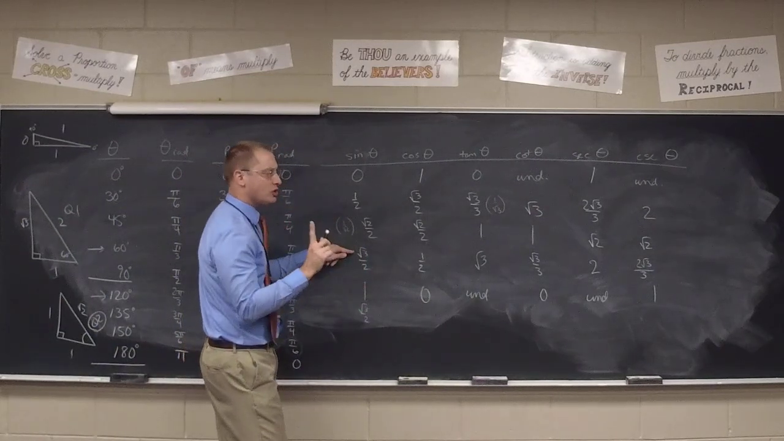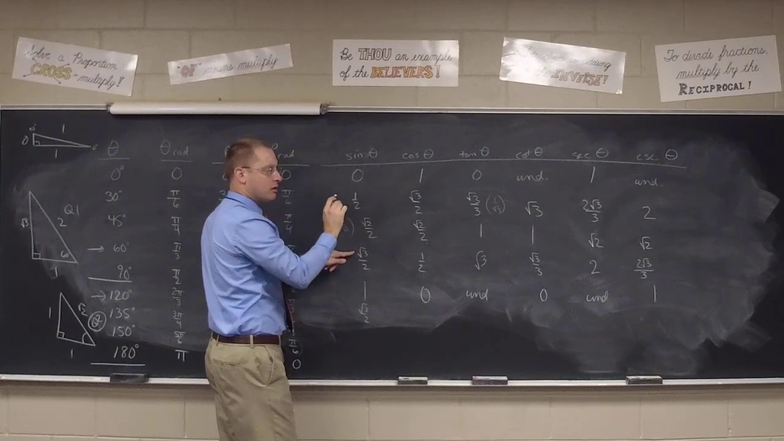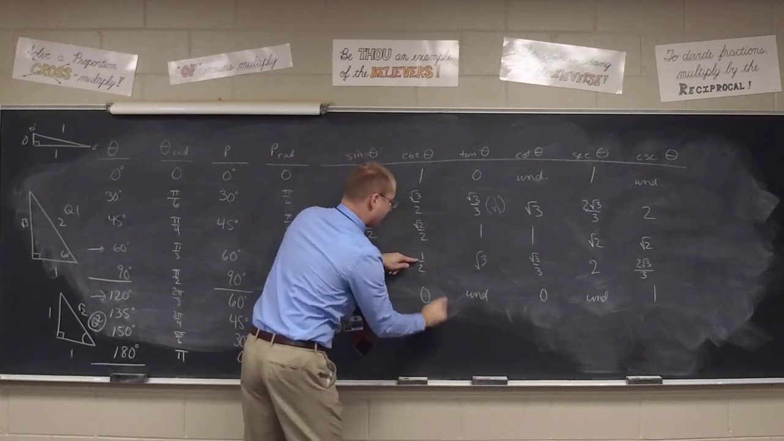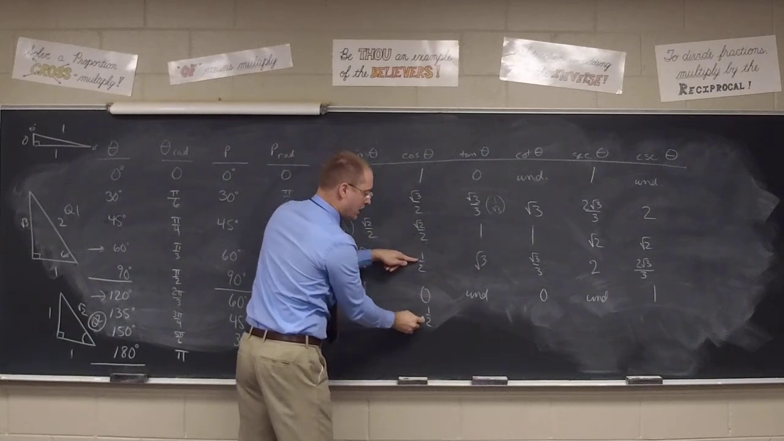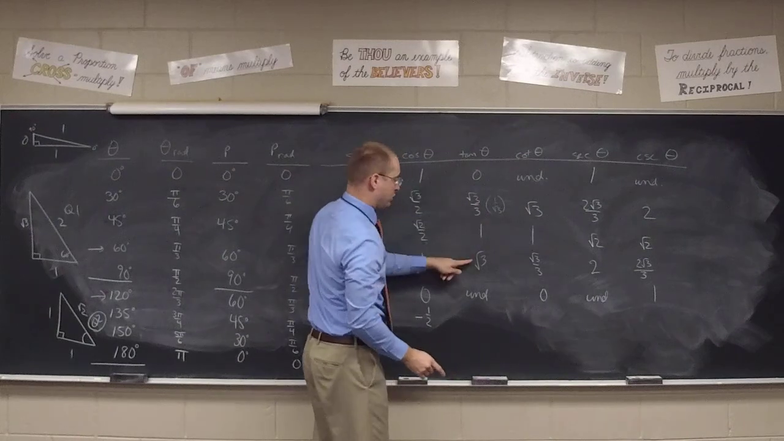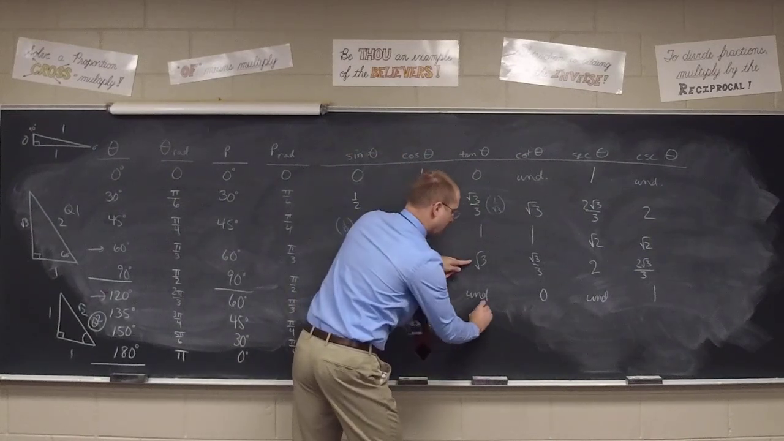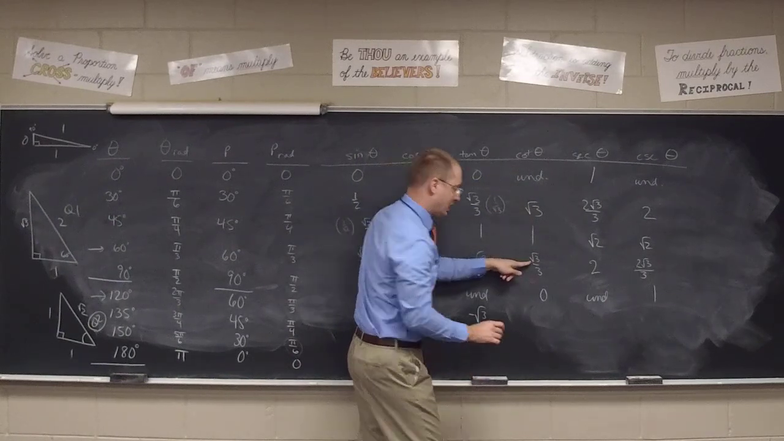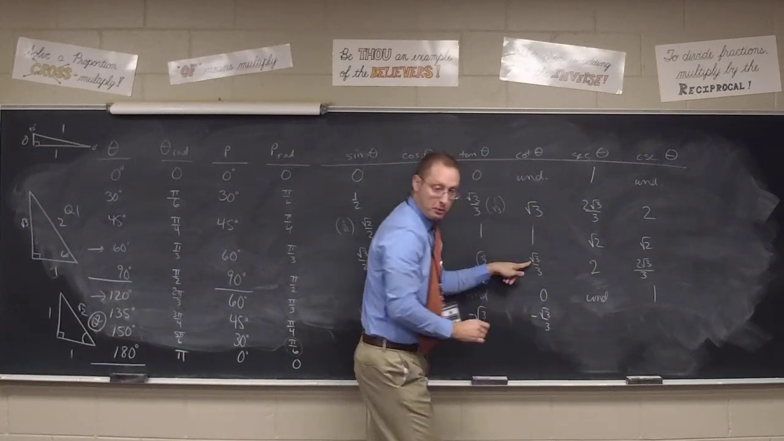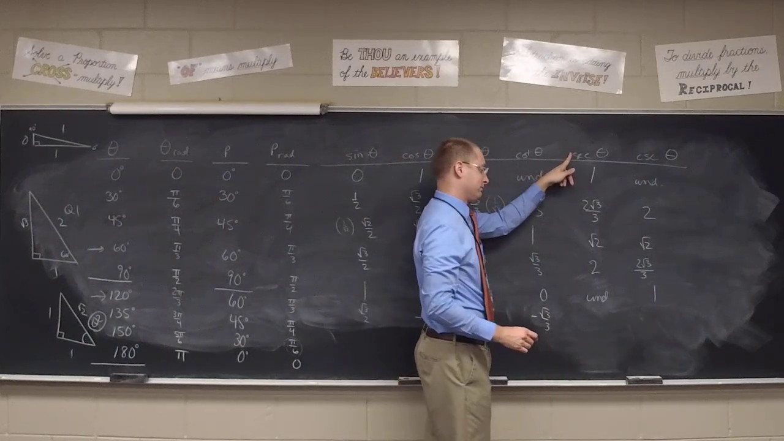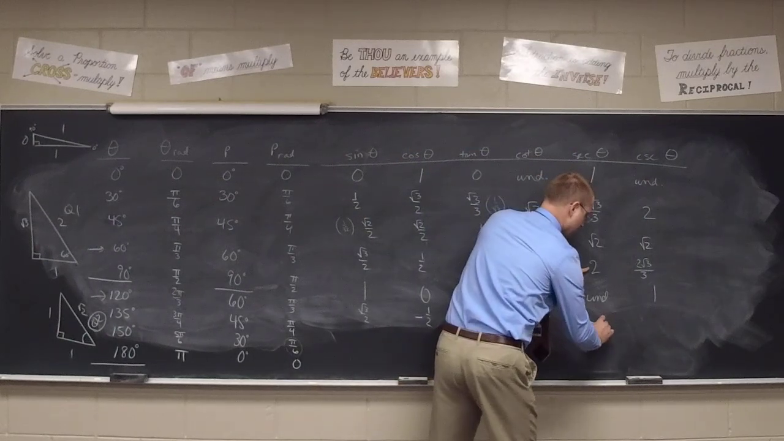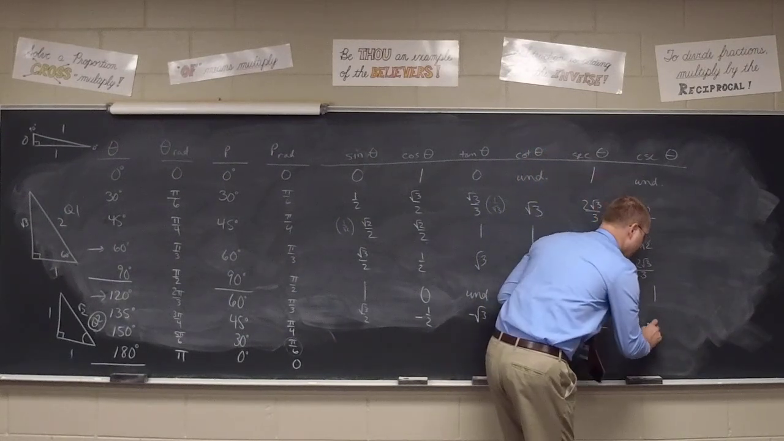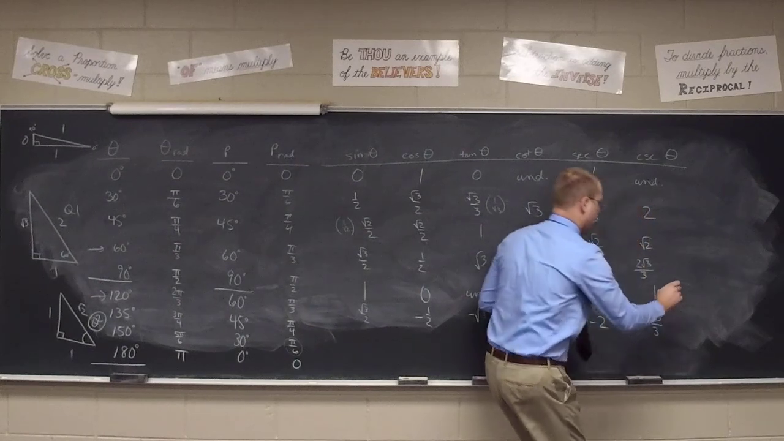Wait, but in quadrant 2, sine is negative. No, quadrant 2 sine is positive. Okay, so we're good. Cosine, we're going to write down 1/2. But wait, quadrant 2 cosine's negative. So we're going to put negative 1/2. Tangent, we have square root of 3, but quadrant 2, negative square root of 3. For cotangent, quadrant 2, negative, so negative square root of 3 over 3. Secant quadrant 2, negative, so negative 2. Cosecant quadrant 2, positive, so we're just going to keep the 2 square root of 3 over 3.